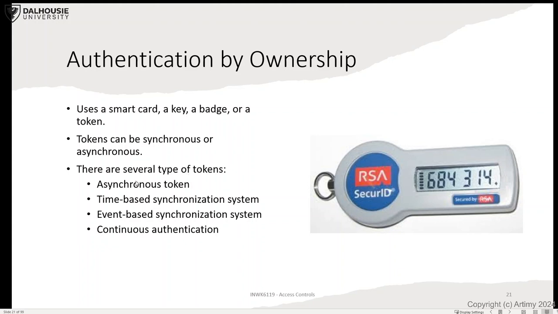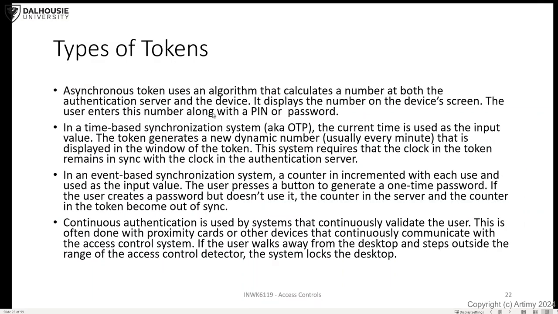So there are what we call asynchronous tokens, and there are synchronous tokens, which are either time-based or event-based. And finally, there is the continuous authentication. The top three you do one time only. Once you log in one time, you provide the number and then that's it. With the continuous authentication, you're always authenticated. You always have to be close to the system. So let's take a look at these in detail.